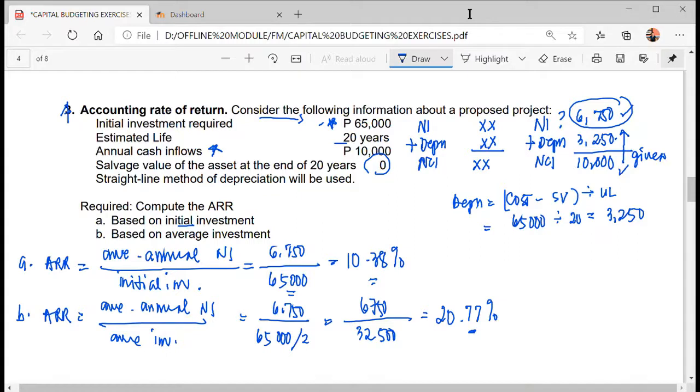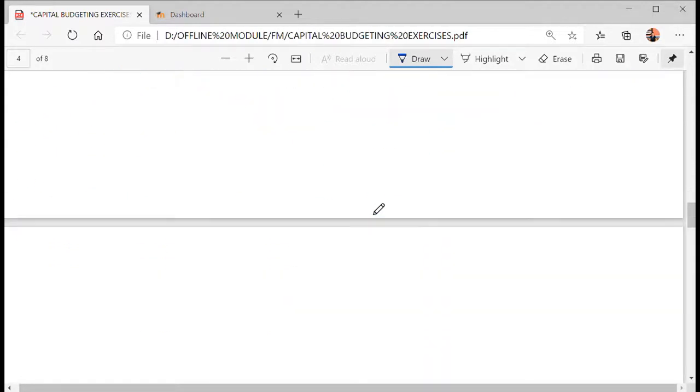Kaya actually ang iyahang exact rate kay 20.769. So this is how you will get the ARR. So this is how much you will get in nominal amount. Mao ni mo makuha kung mo invest ka.